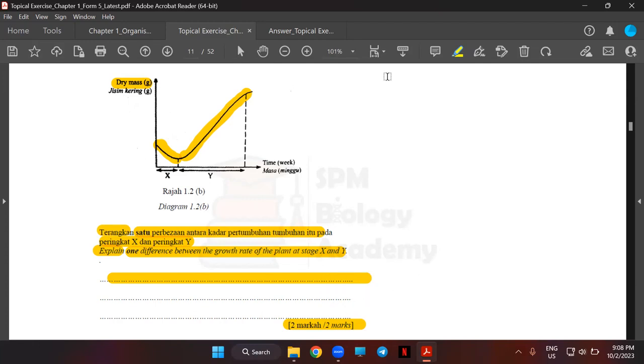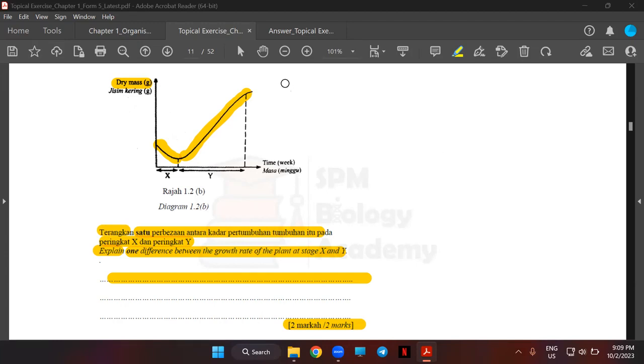Semua orang dapat jawapan yang pertama? Okey ya. Kalau siapa tak dapat, tolong bagi tahu ya. Alright. Now we are going to explain. Kita nak terangkan. Pasal apa? Mengapa at stage X the growth rate decrease? Kenapa pada peringkat X kadar pertumbuhan menurun?